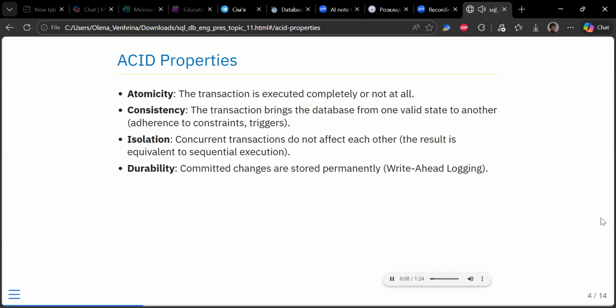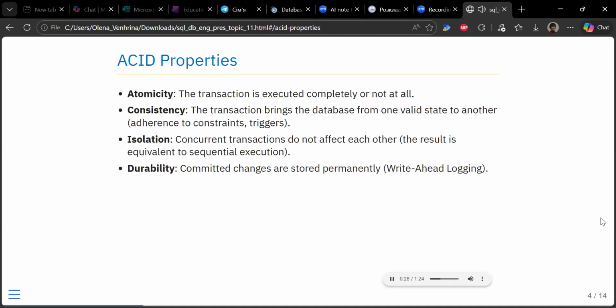The reliability of transactions in databases is assessed by their compliance with the ACID standard. This is an acronym describing 4 key requirements. The first is Atomicity. It guarantees that all operations within a transaction are a single unit. If at least one command fails, the entire transaction is rolled back. No half-completed states.